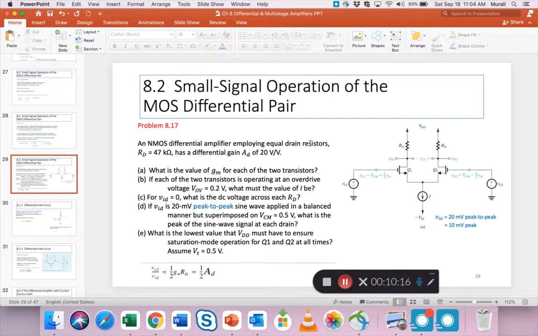So we have an NMOS differential amplifier employing two drain resistors, each of 47K, and a differential voltage gain of 20. What is the value of GM? If each of the two transistors is operating at an overdrive voltage of 0.2, what must be the value of I? If the input differential is 0, what is the DC voltage across each RD? So that means only the common mode voltage applies.